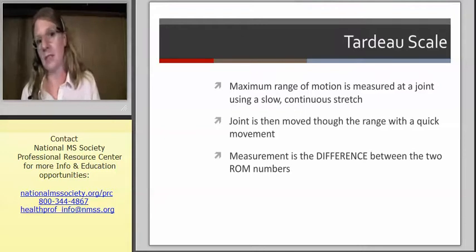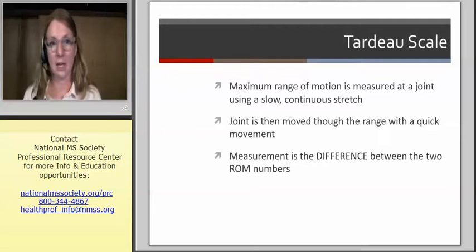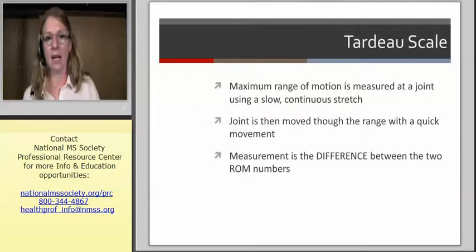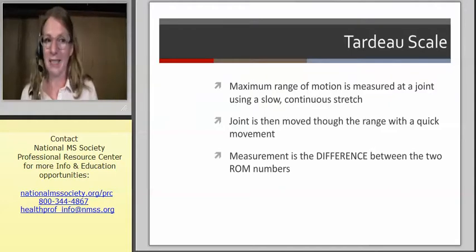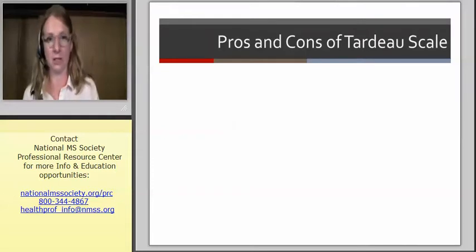The Tardieu scale, again, my French is terrible. I apologize about that. It measures the maximum range of motion using the slow continuous stretch. And you have to get the goniometer on them, and then you quick stretch the joint, and the measurement is the difference between the 2 range of motion numbers. I have seen this used fairly frequently in the pediatric population. I'm not able to really utilize this often by myself because it is very difficult when you get into the adult population. And that's the pros and cons.